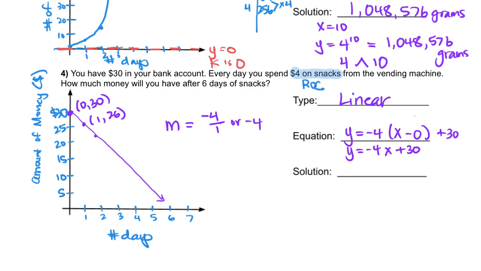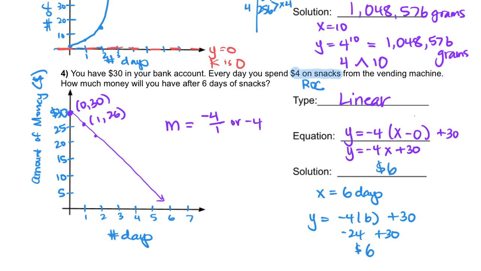And so we want to find out what happens when we get 6 days. So we would have to go to our equation, y equals negative 4 times 6 plus 30. So negative 24, or you can think of that as 30 minus 24, but you're left with 6. So you have just $6 left after buying a $4 snack each day.